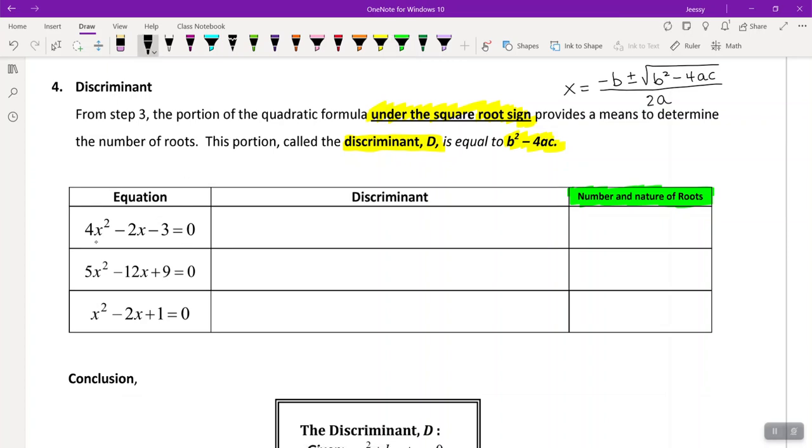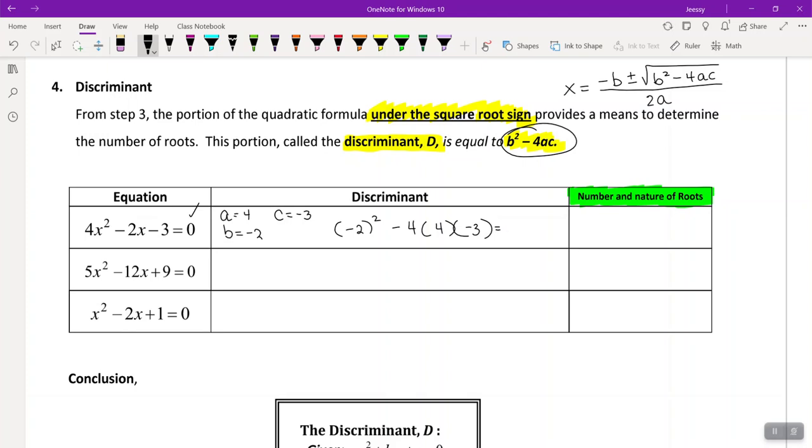All right, so when we look at this equation, does everybody see that it equals 0? And that it's in standard form. So that means that A equals 4, B equals -2, and C equals -3. Once again, the discriminant is B squared minus 4AC. All right, so B is going to be -2. The A value is 4, and the C value is -3.